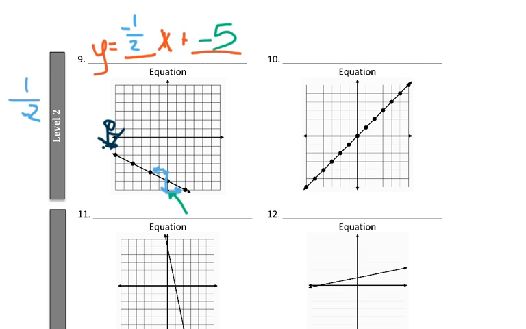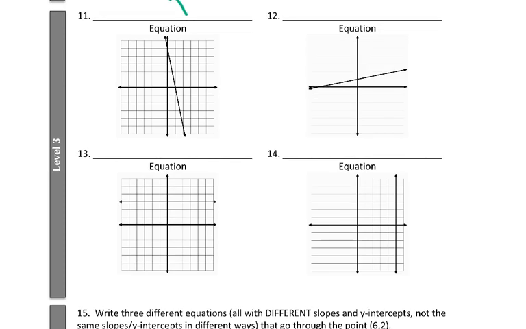All right, level 3. Which one do I want to help you with? I want to help you with question 14. Question 14 is a little weird. Here's this line on this one. As soon as you know that the line looks crazy like that, don't write y equals blank x plus blank. If it's a crazy line, it's going to be a crazy equation. The trick is to figure out what crazy equation it's going to be.